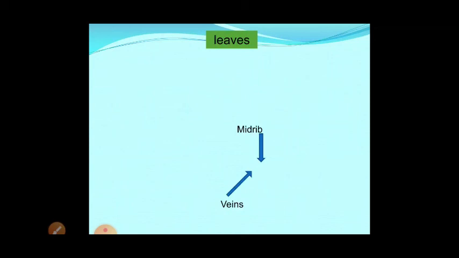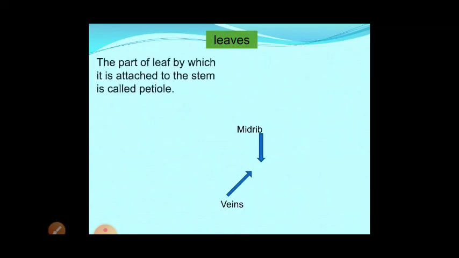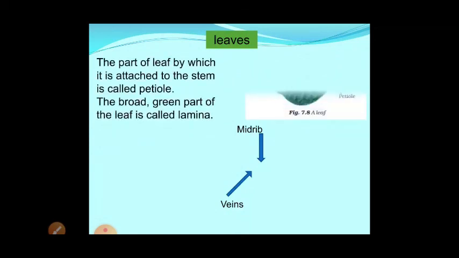Leaves are another main part of the plants. If we observe the parts, the part which connects to the stem is known as the petiole, and the broad part is called the lamina. So it is the most important part of the plant.